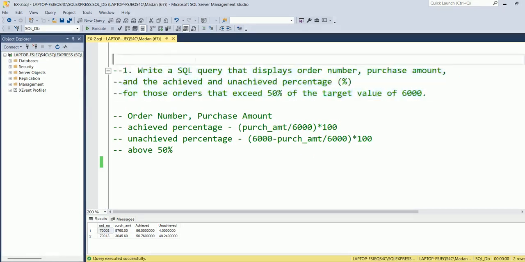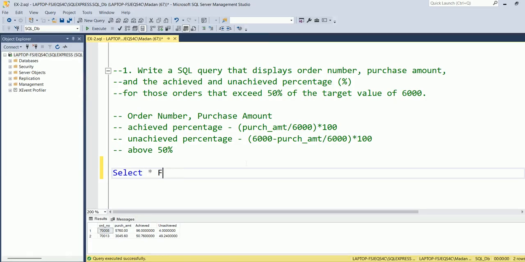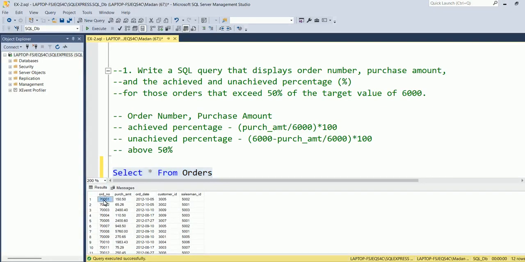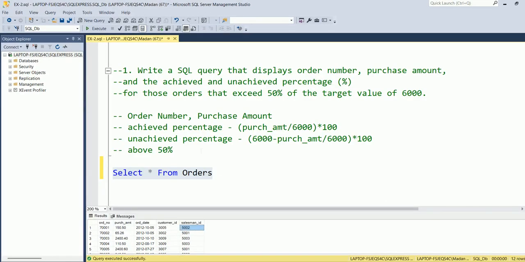So, let's talk about this problem. We have to write a SQL query that displays order number, purchase amount, and the achieved and unachieved percentage for those orders that exceed 50% of the target value, that is 6,000. Before solving, first analyze the data. We have this order table, with order number, purchase amount, order date, customer, and salesman ID. Now break it into small parts.